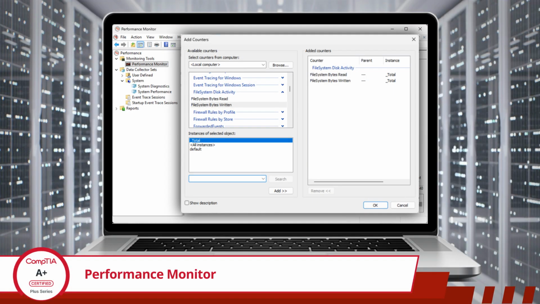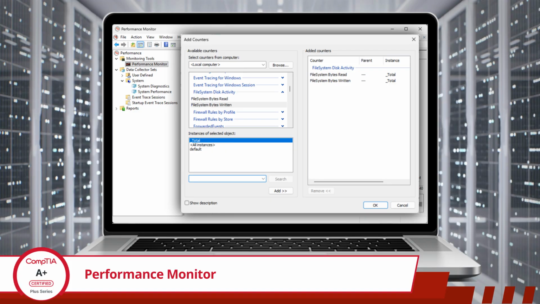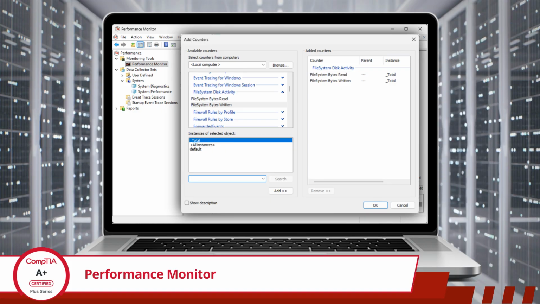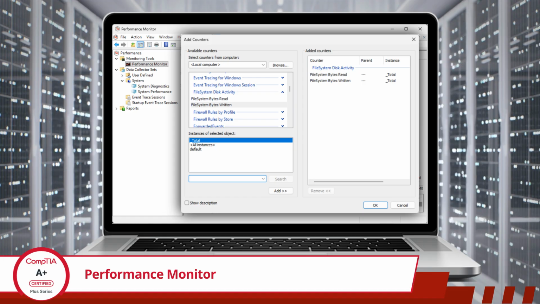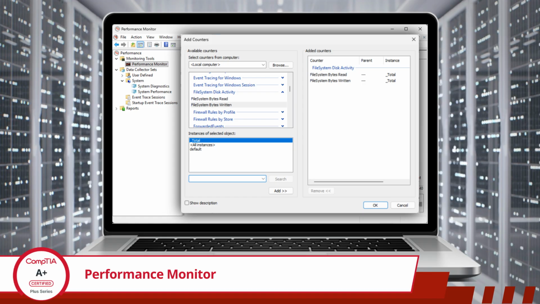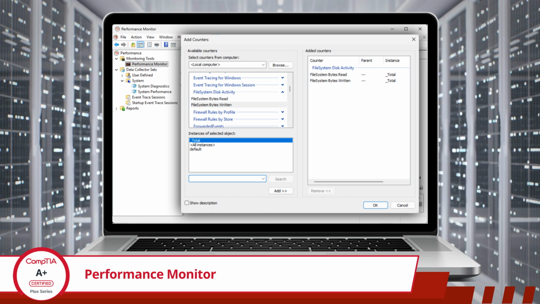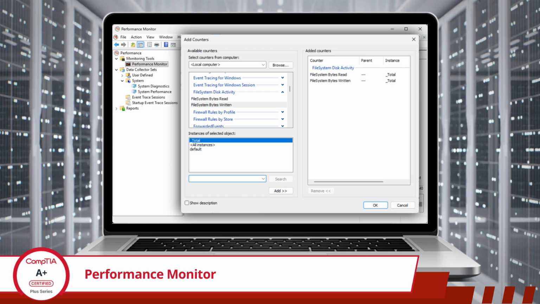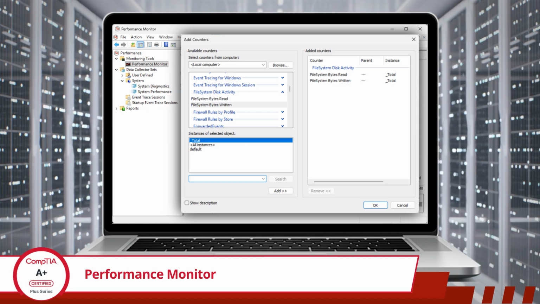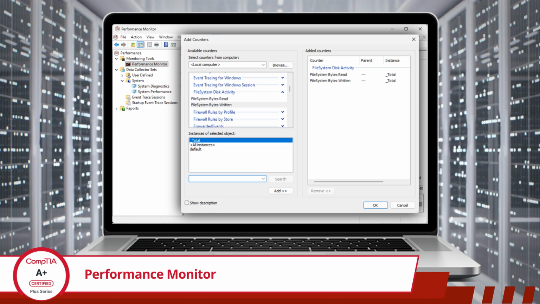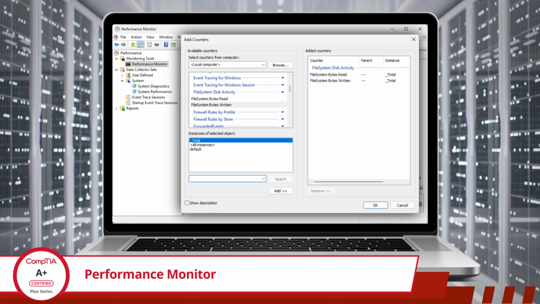To better understand how Performance Monitor works in practice, it helps to first understand how performance data is measured. The tool uses counters, which are specific metrics that track system activity. For example, processor counters measure CPU usage, memory counters track available and used RAM, and disk counters monitor read and write activity. These counters provide real-time insight into how system resources are being used.